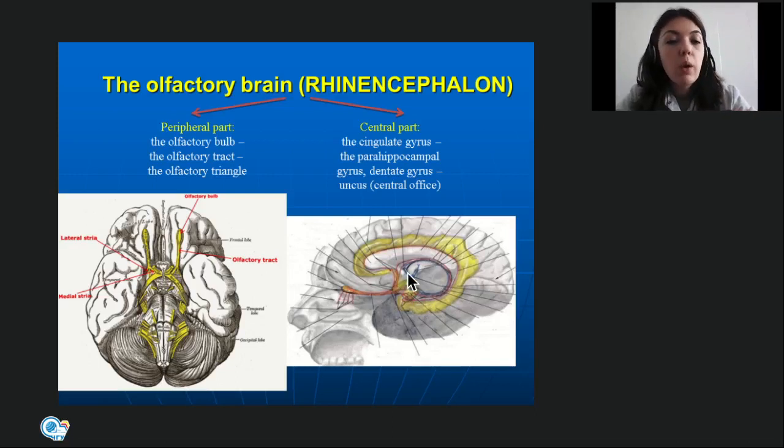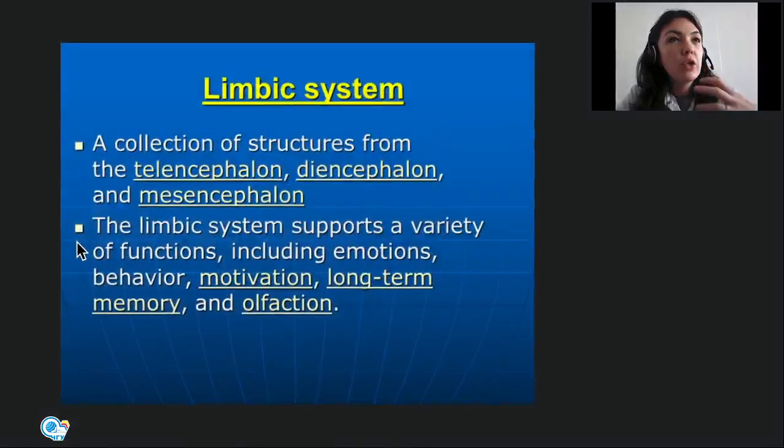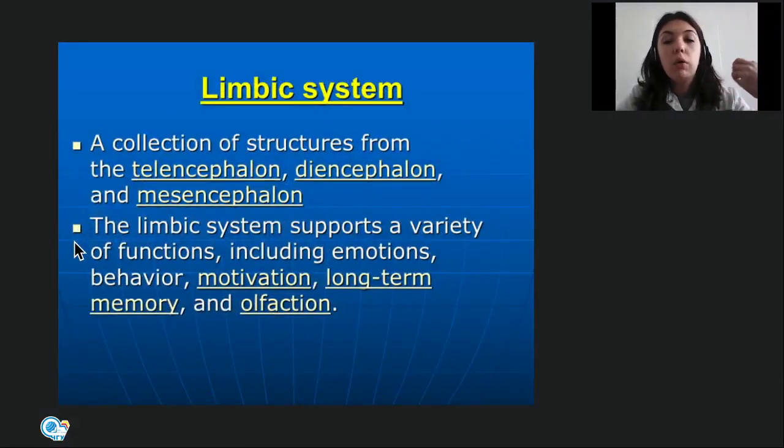So olfactory receptors, or the olfactory analyzer, is the most ancient analyzer among all analyzers of special sensation. It is the first feeling creatures acquired during evolution. That's why all the structures of the olfactory brain belong to the limbic system. And the limbic system is not only responsible for olfaction, but it supports a variety of functions, including emotions, behavior, motivation, long-term memory, and olfaction.